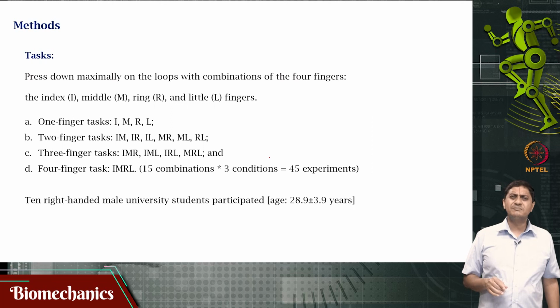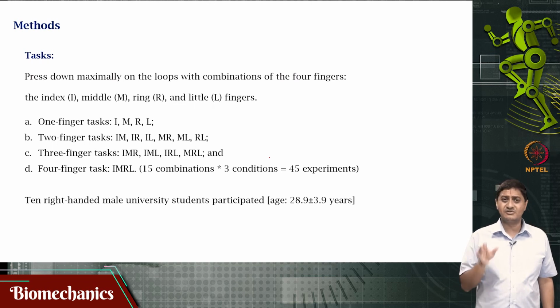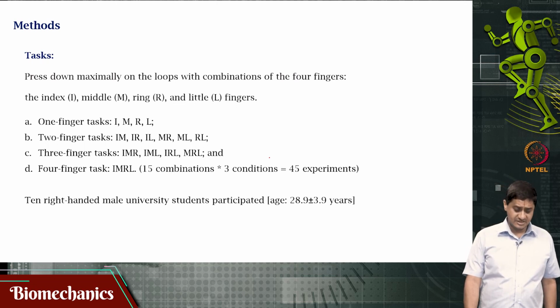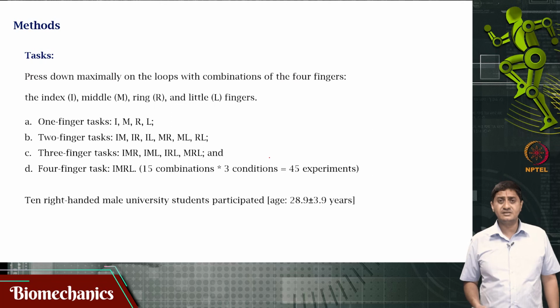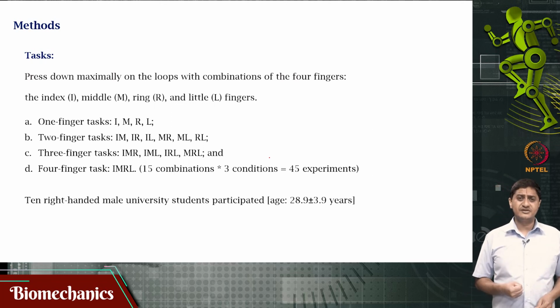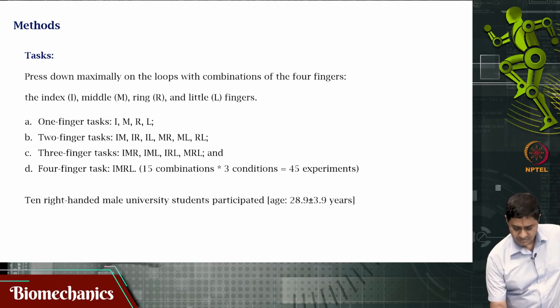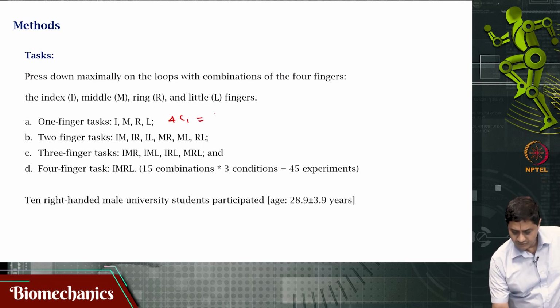The task is press as hard as possible on these loops with the given combination, because if it is an as hard as possible task, you have to leave a break between trials. Okay. Perhaps they did that. Use one of these combinations. There are many different combinations that are possible. Let us just discuss this. I can use either just the individual fingers, index, middle, ring and little, individually. So, that is 4 choose 1, 4 different combinations.